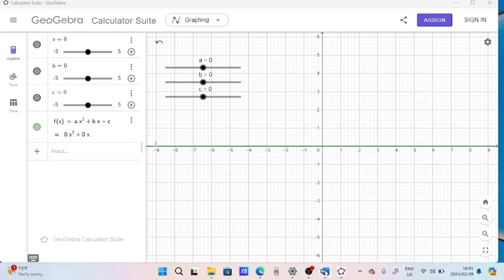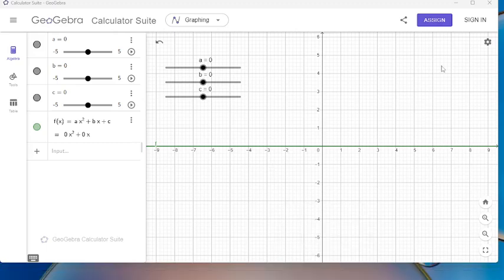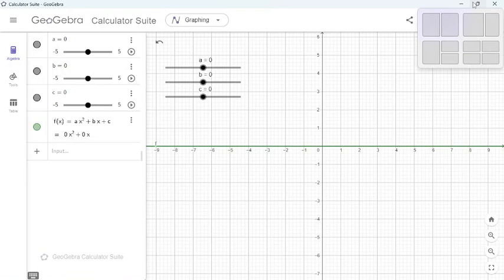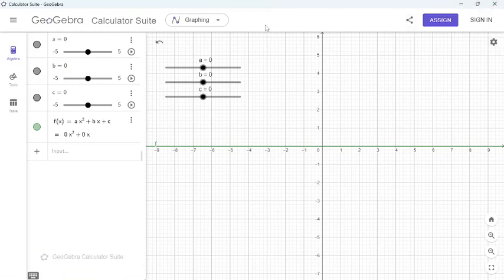Alright, let's check on the GeoGebra where we sketch the parabola graph. Right, now for us to check the graph, I've inserted the equation here.